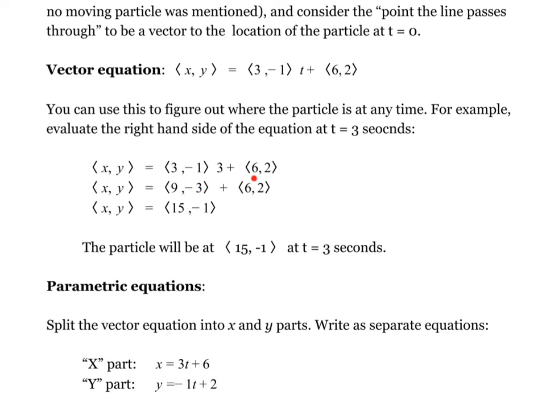To that you add your initial vector and you get this sum, which is again the components independently added together. So 9 plus 6 is 15 and -3 plus 2 is -1. This is a vector that represents the position of this particle or bird at 3 seconds. Or stated in English, the particle will be at (15, -1) at t = 3 seconds.